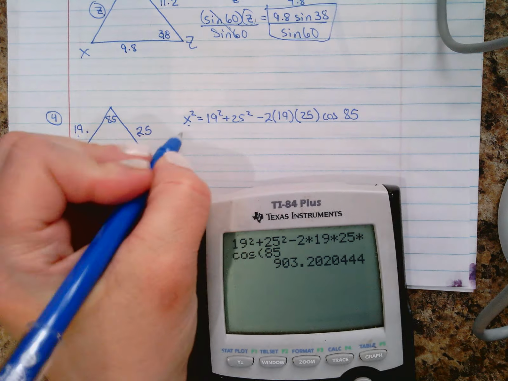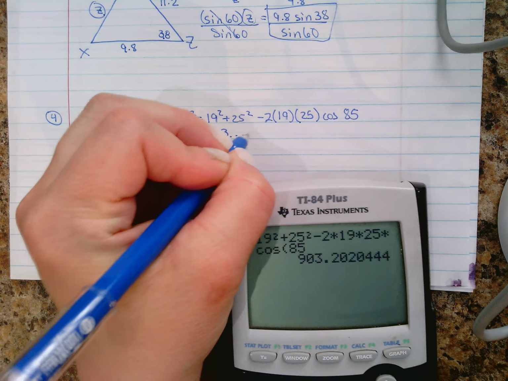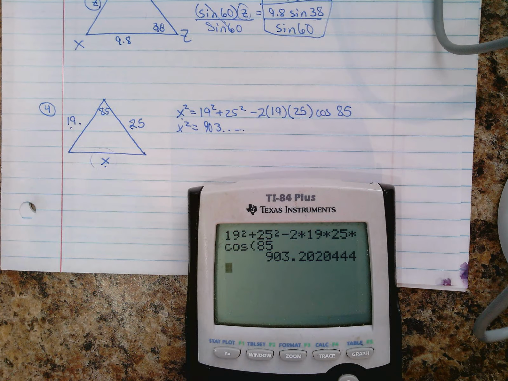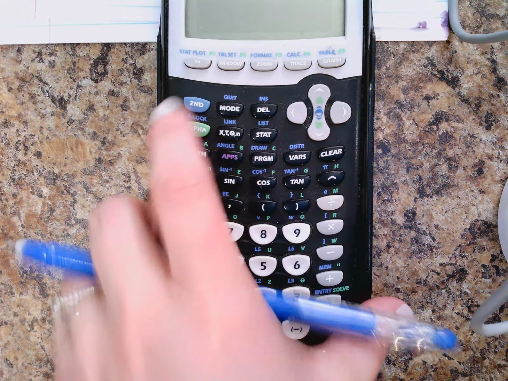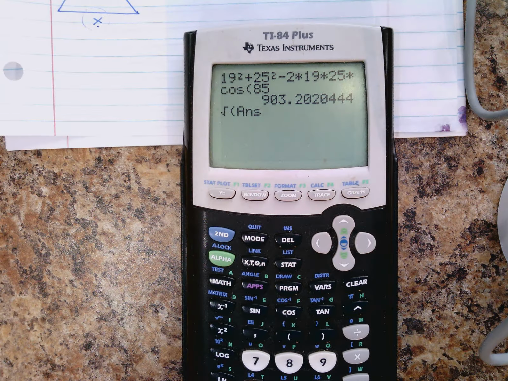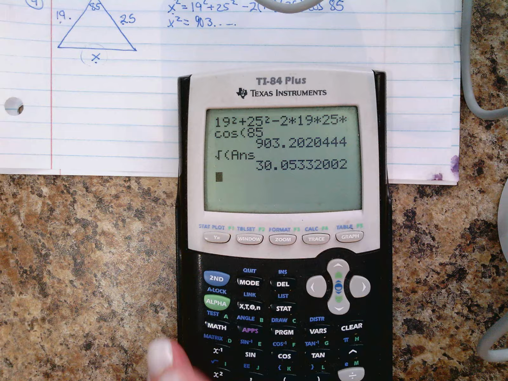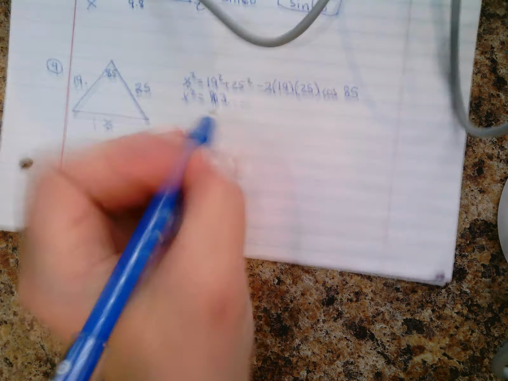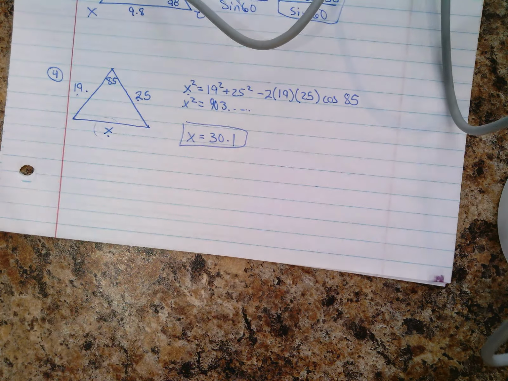So now I know that x squared equals approximately 903 point some stuff. All I'm going to do on my calculator is hit second and my square root key down here, and then hit second and my answer key down here. So that's going to plug in that 903.2020444 that I have there. Then I hit enter, and I know my answer now is 30.1. It wanted us to round to the nearest tenth. So x equals 30.1.